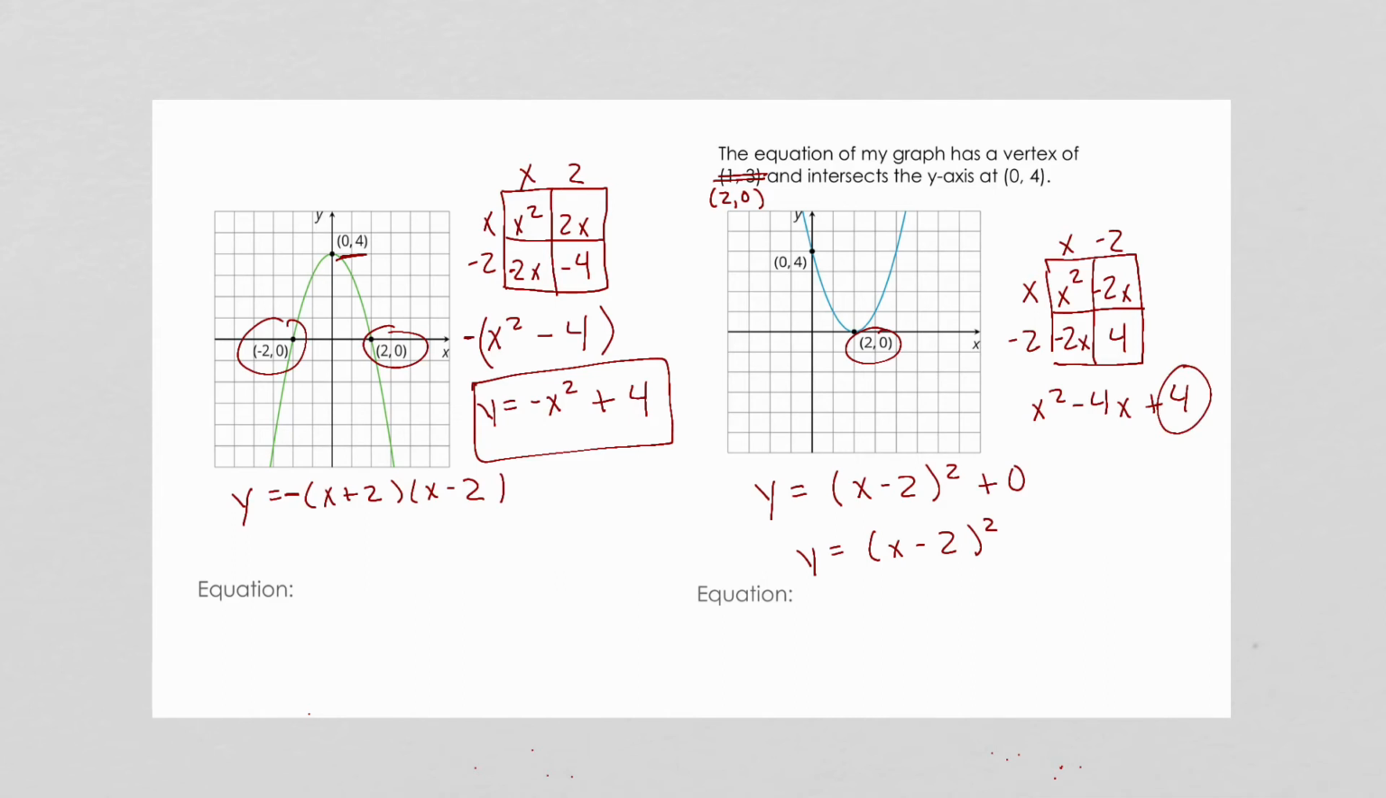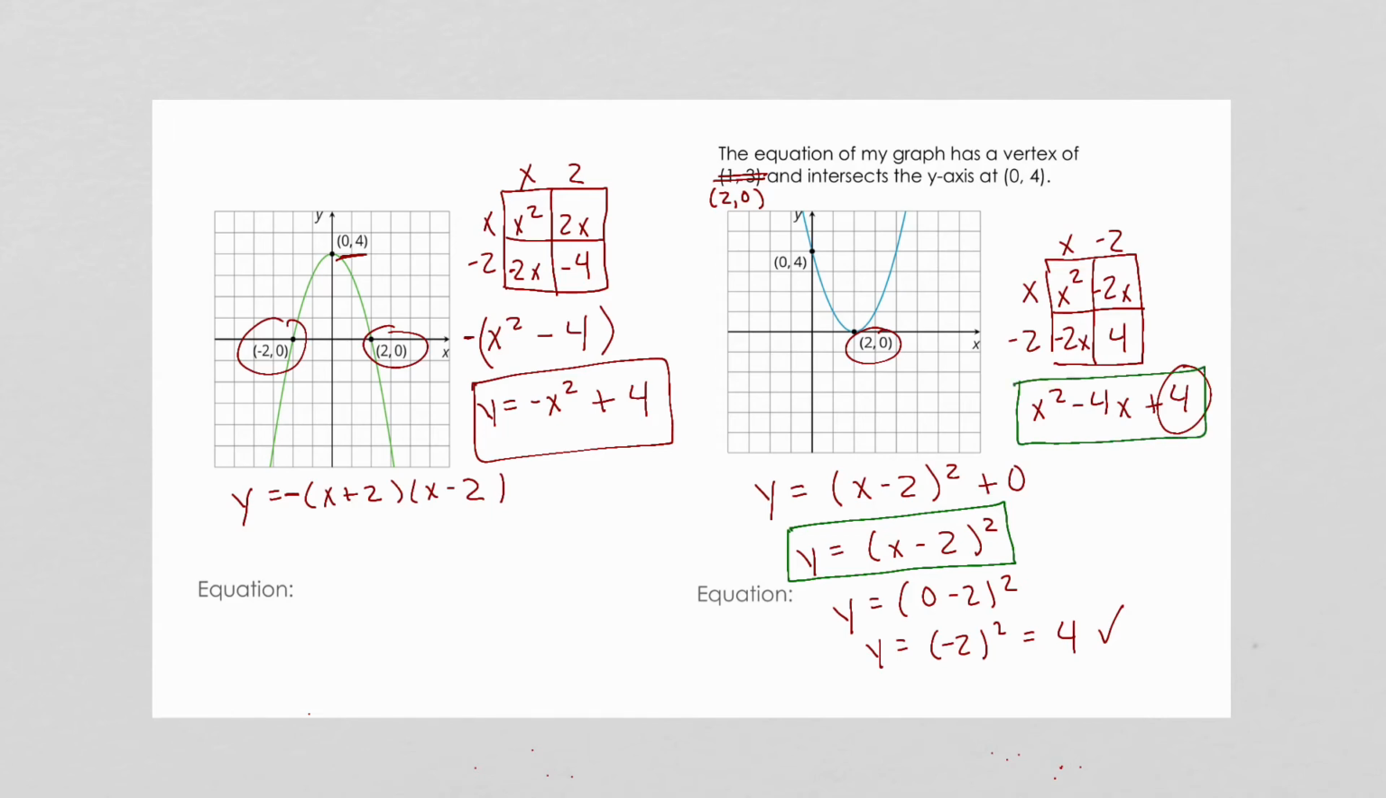Another way to do that, though, is we know conceptually that the y-intercept is always where x is equal to 0. So I could just plug 0 into this equation, 0 minus 2 squared, and I would get negative 2 squared, which does equal 4. So I could check my y-intercept that way. But at any rate, we know that this equation works for this parabola. Also, we have it in standard form and we have it in vertex form.